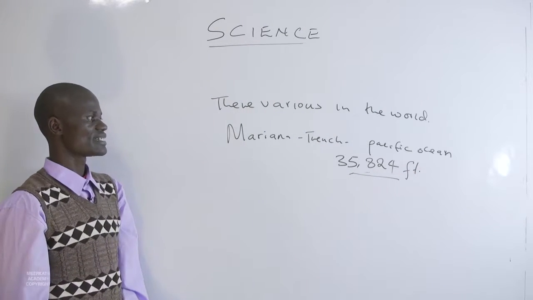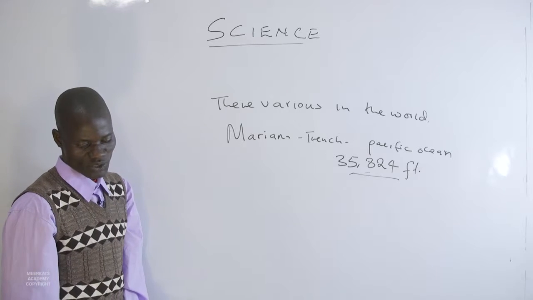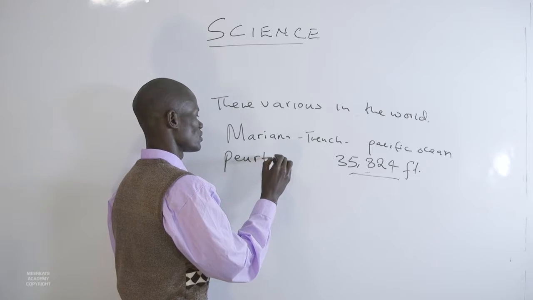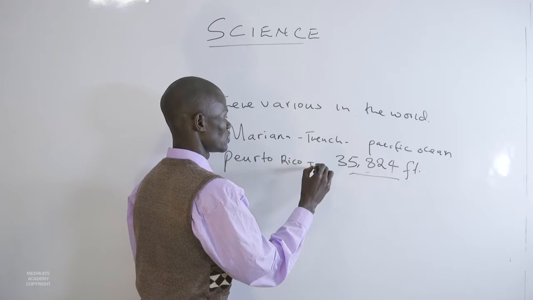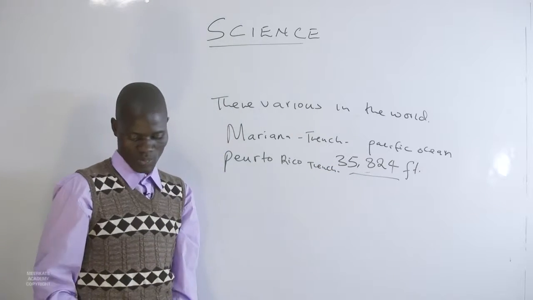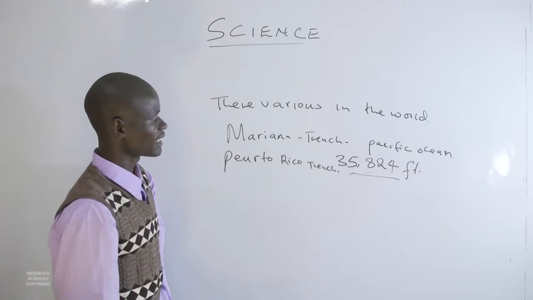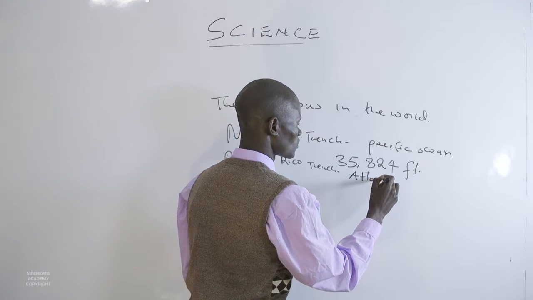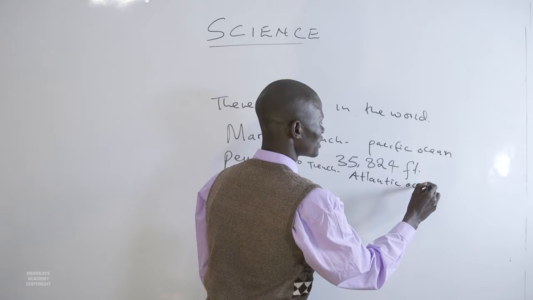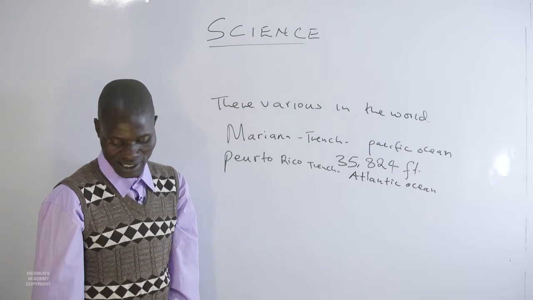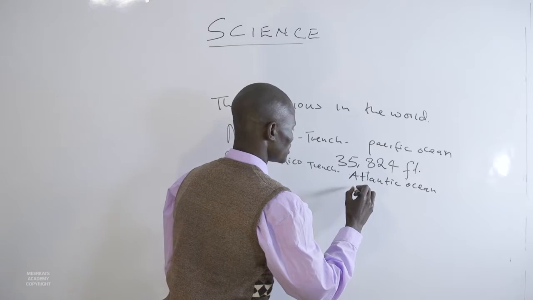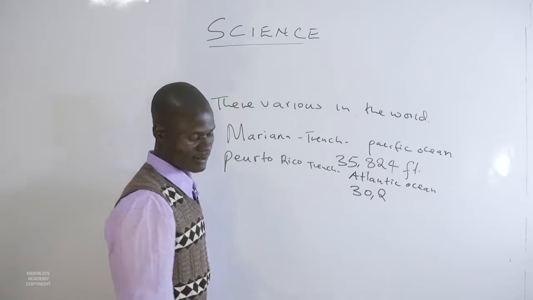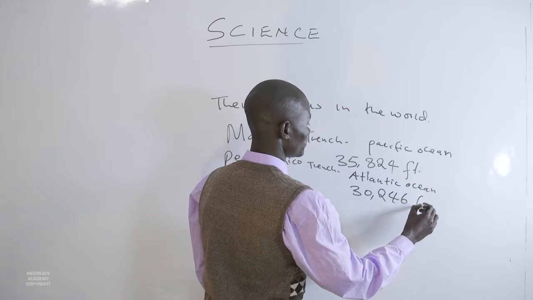This is its depth. When you look at the Puerto Rico Trench, it is also the second. It is found along the Atlantic Ocean and has 30,246 feet.